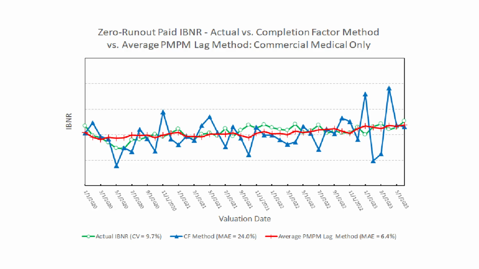The mean absolute error for the results obtained by the completion factor method, as indicated by the blue line, was 24%. The relative error values over 42 months ranged from minus 58% to plus 80%. The mean absolute error for the average PMPM lag method was 6.4%, as indicated by the red line, with error values ranging from minus 20% to plus 17% in January of 2023. So the average PMPM lag method is about 4 times as accurate as the completion factor method with no runout.